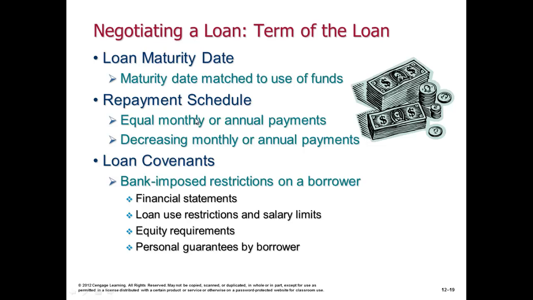The bank can also impose restrictions on you as a borrower. You come into your bank, you want to borrow some money, they're going to want to look at your financial statements. They're going to look at any past loans you've had that had restrictions and salary limits. They could even put some salary limits and use restrictions on this loan. They'll look at equity requirements in the loan, and do you have the right kind of equity, which means I have invested in my company, and or I'm putting some money down on this loan. Then you look at personal guarantees that the borrower might have to make.